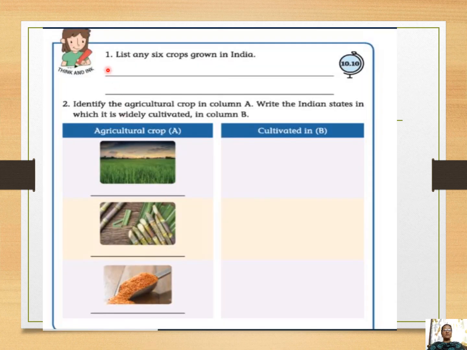Now this activity is given in your textbook, page number 82. List any 6 crops grown in India and identify the agricultural crop in column A. Write the Indian states in which it is widely cultivated in column B.